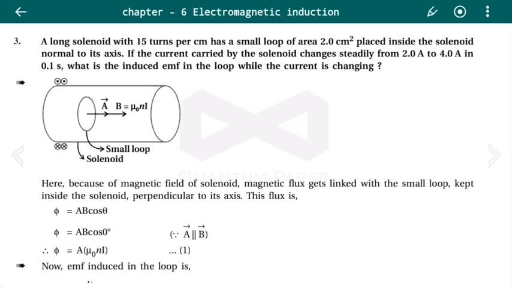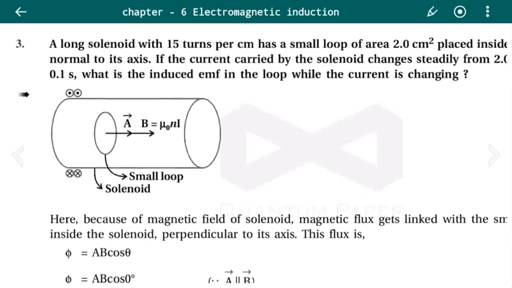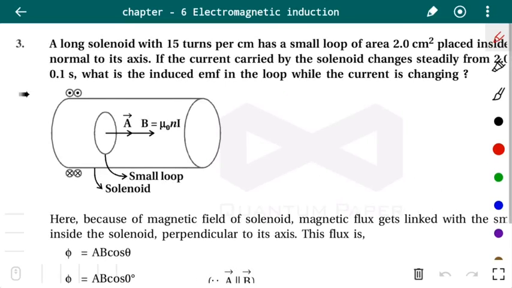Numerical number 3. A long solenoid with 15 turns per centimeter has a small loop of area 2 centimeter square placed inside the solenoid normal to its axis. So here we are having a long solenoid and there is 15 turns per centimeter.